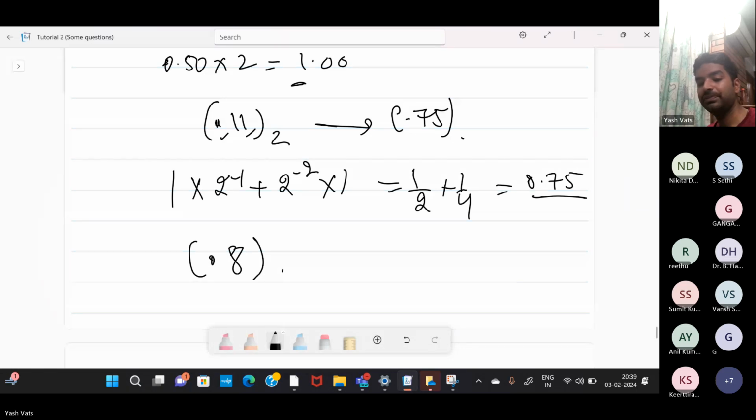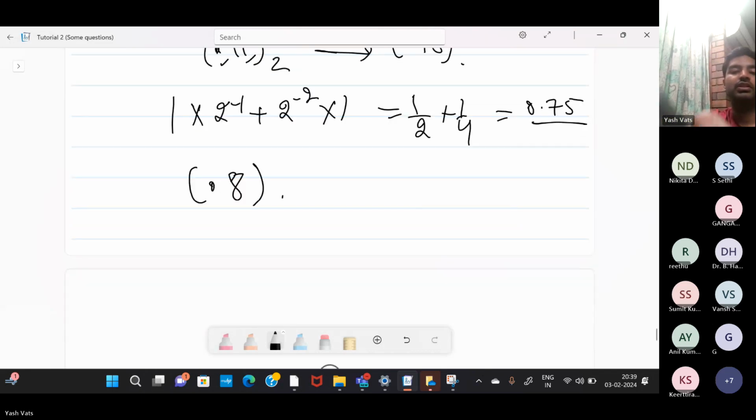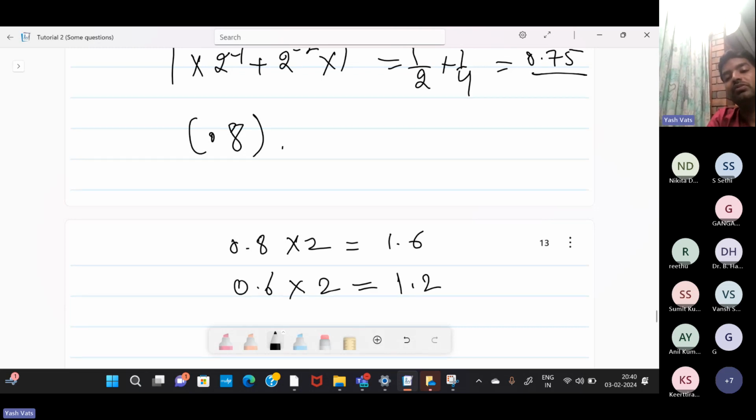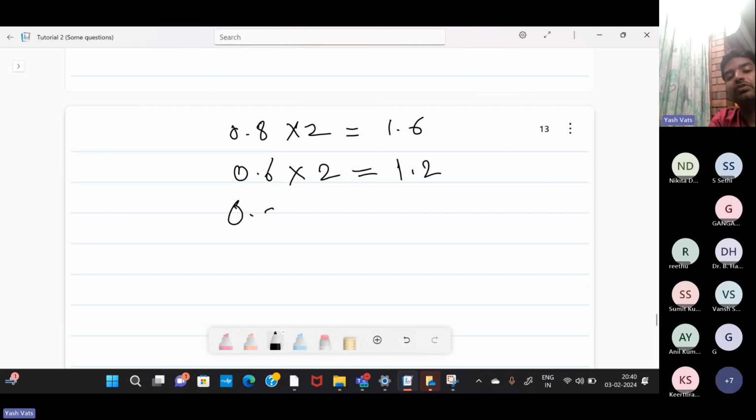So 0.8, you should multiply it by 2. 0.8 into 2 is 1.6. Just retain 0.6, into 2, which is 1.2. Just retain 0.2, into 2 is 0.4. Retain 0.4, into 2... my God, 0.6 into 2 is 1.2. 0.2 into 2 is 0.4. So now how do we proceed?